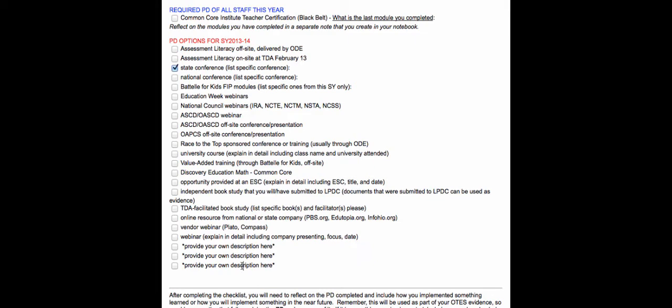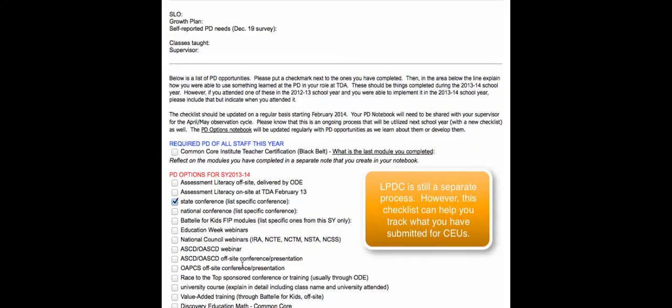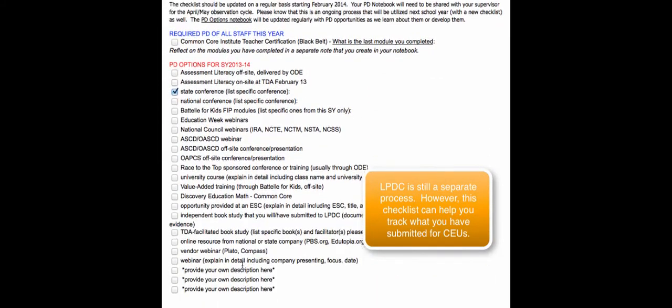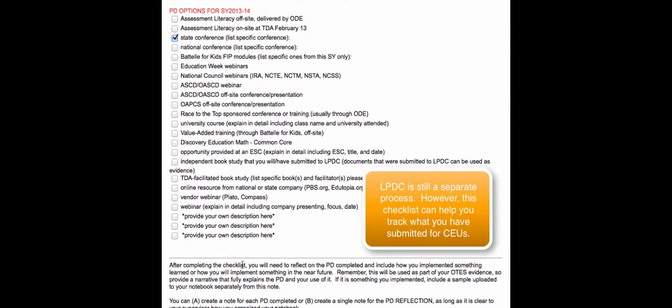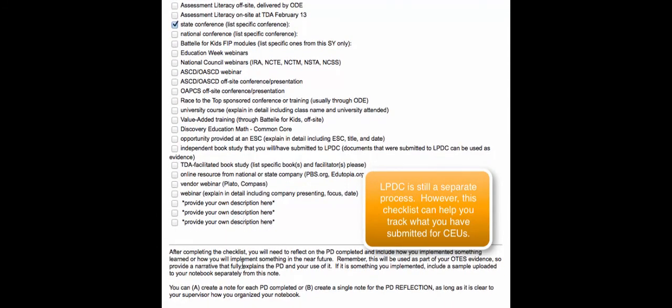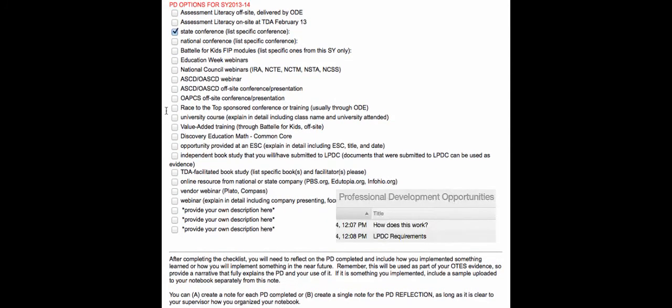That would be fine. And this is not in place of LPDC, but again, things that you do for PD can of course be submitted for LPDC credit. As soon as that system is up and running again this school year, you can check the other PD notebook for the directions.